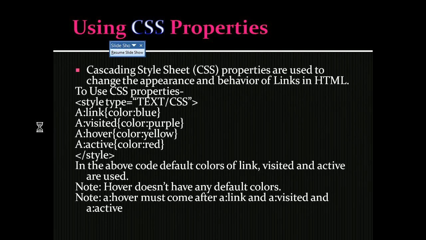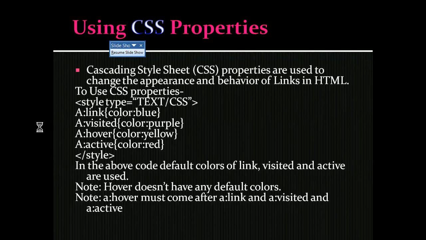Now you see, in the earlier version of HTML, that is HTML 4.0, CSS properties were not required, but now most of the HTML tags are getting deprecated. That means they are not working in our latest upgraded web browsers. That's why nowadays CSS properties are used, that is cascading style sheets. These properties are used to change the appearance and behavior of links in HTML.